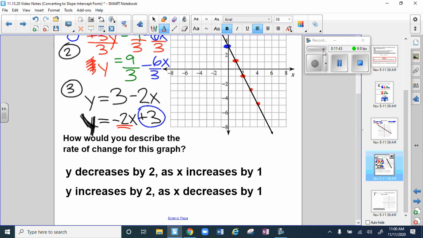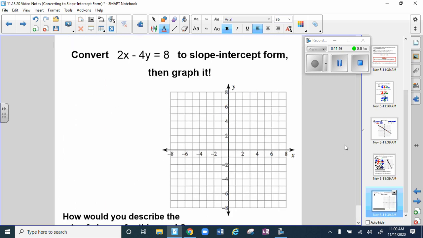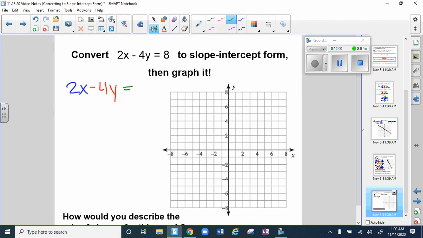All right, let's do one more example. So I have 2x minus 4y equals 8, and I'm going to convert that into slope-intercept form so I can graph it. Go ahead and pause the video and try this on your own before I work through it. That way you can see if you have this concept down. So pause the video now and try to work through it. And when you unpause, you can watch me work through it and check your work.